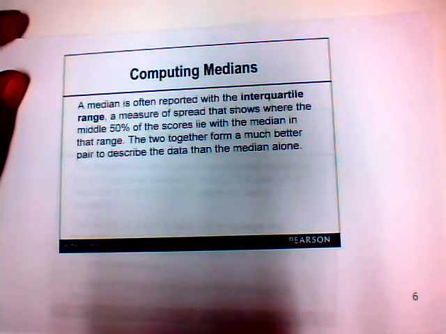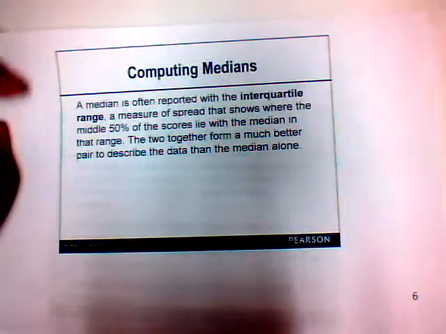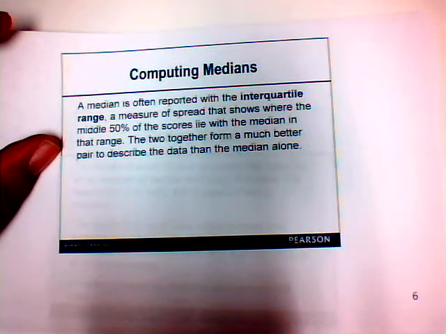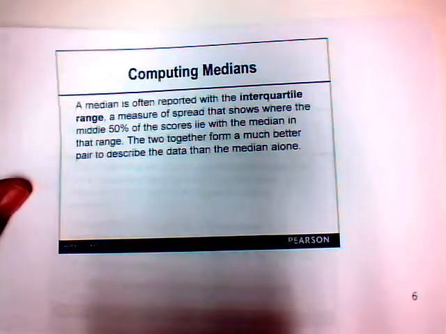A median is often reported with the interquartile range, a measure of the spread that shows where the middle 50% of the scores lie with the median in that range. The two together form a much better pair to describe the data than the median by itself.